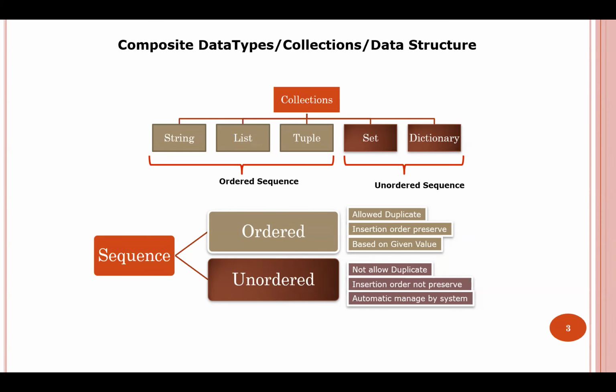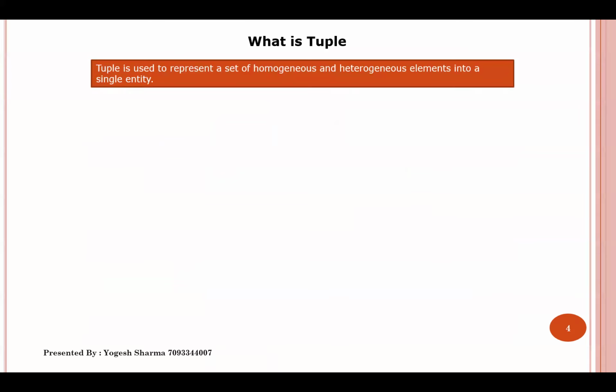So the basic properties of the ordered sequence you guys already know. Ordered sequence allows duplicates, and insertion order is preserved based on how we have given the values. So these are the basic properties we have for the ordered sequence. Now other than that, what are the characteristics of the tuple? Tuple is used to represent a set of homogeneous and heterogeneous elements as a single entity.